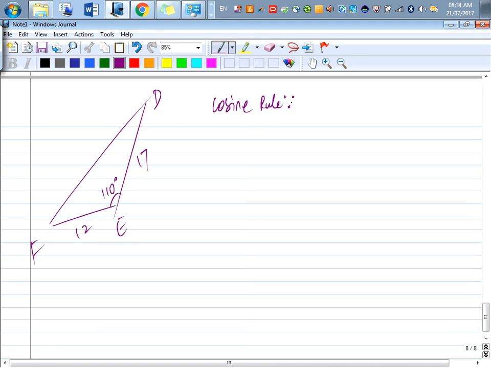Alfian, why do you choose cosine rule? Two sides and one included angle. Okay, two sides, one included angle. What could be the question they ask? Yeah, so a possible question would be, yes? If I never state, then we just call it units. Okay, so possible question is find FD. So what is the formula, what is the equation that we will write?